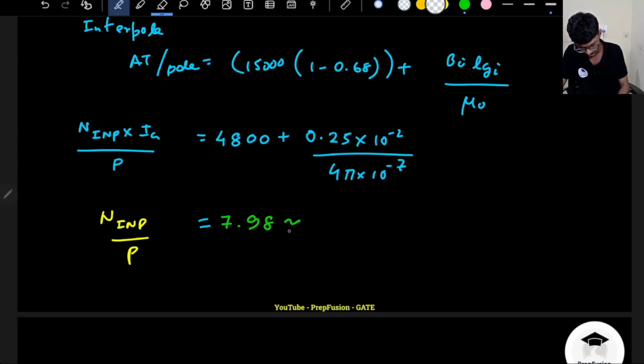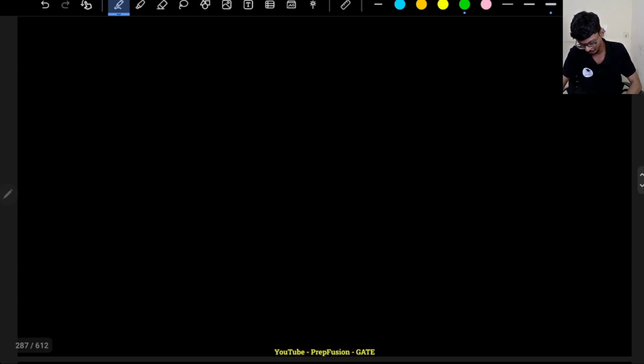So 8 turns per pole will be required in the case of interpole. Okay, that was the solution. Pretty easy and elegant solution. Same question we have done, I think, previously as well, right?